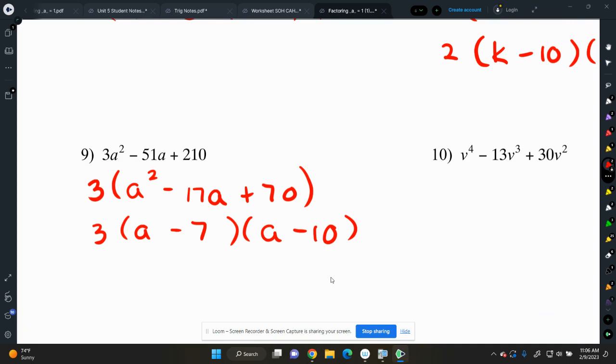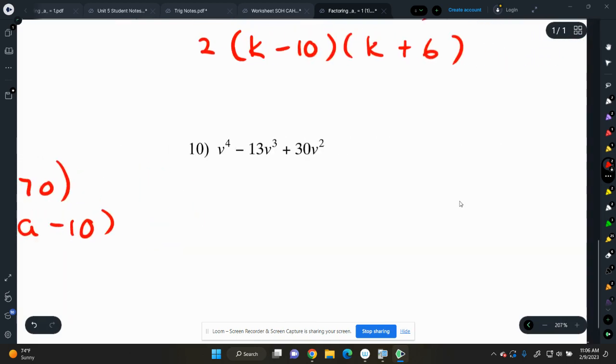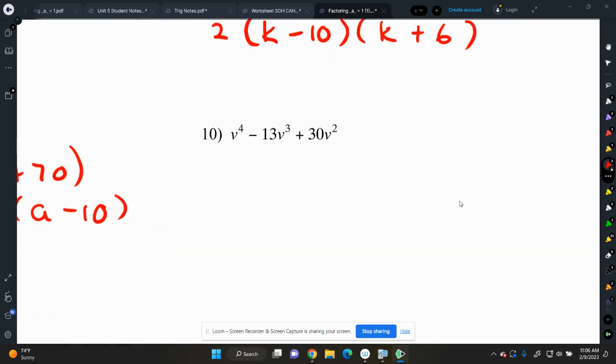All right, last one. Tristan, number 10. Say again? Okay, greatest common factor will be v squared, right. Remember, we're always taking out the lowest exponent. And in this case, that's a 2. Okay. v squared.